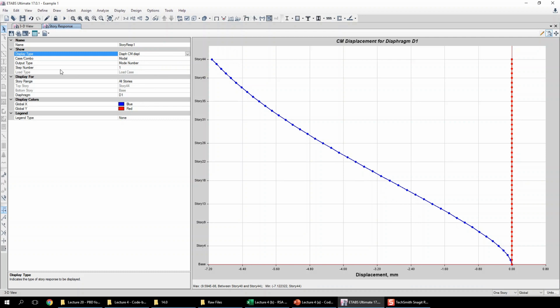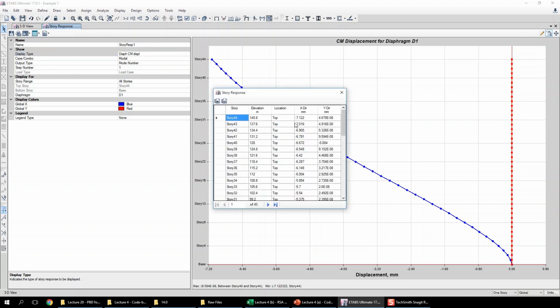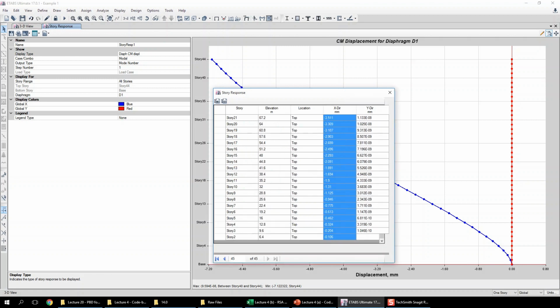So you can get these numbers here. You can go to this option and maybe format it. So this table is already available. So you can copy this column, and these are the mode shape ordinates for first mode. You can copy them in Excel sheet and you can use them for your own processing.